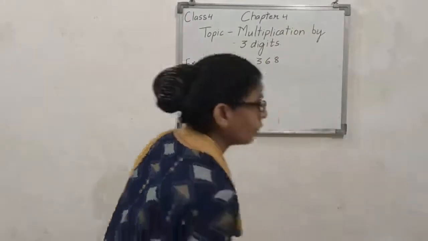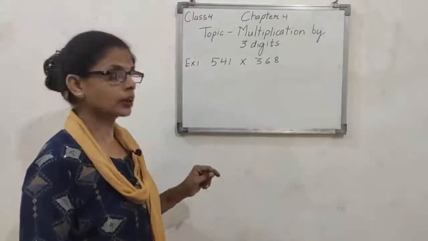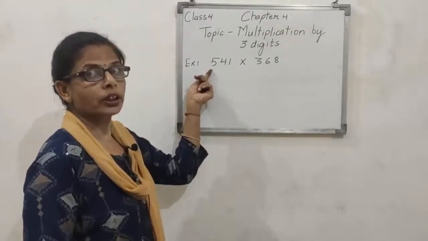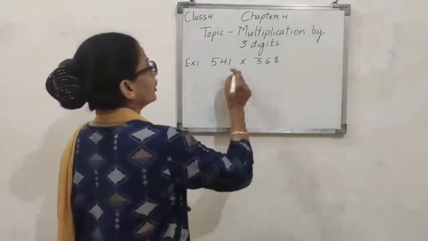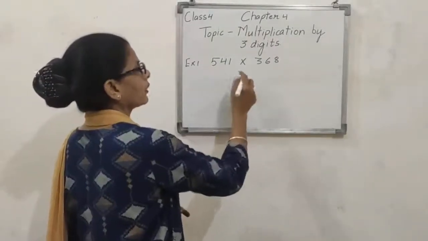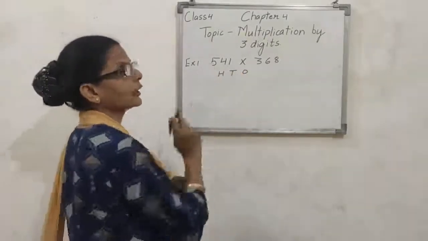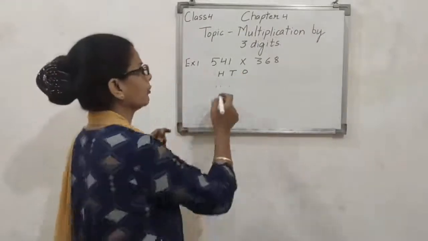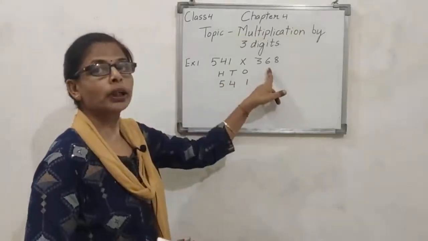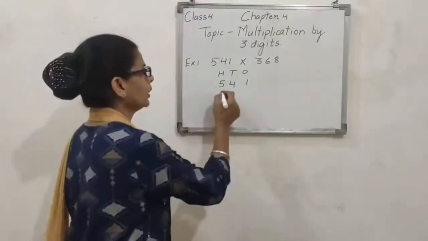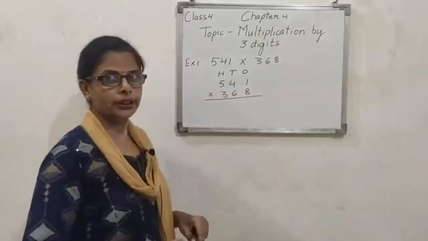Now, first we have to arrange these numbers vertically according to the places. The multiplicand is of 3 digits and the multiplier is also of 3 digits. So, there are ones, tens and hundreds places. Clear? Now we'll write the first number, which is the multiplicand, 541, right? Now we have to multiply by 368. We'll write 368 below it and put the multiplication sign.